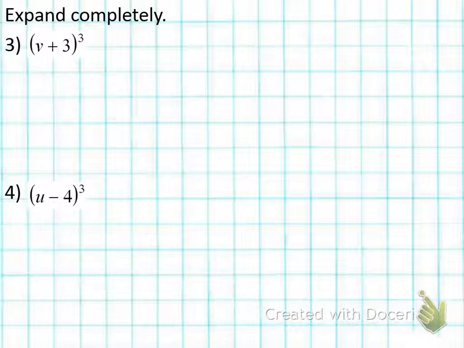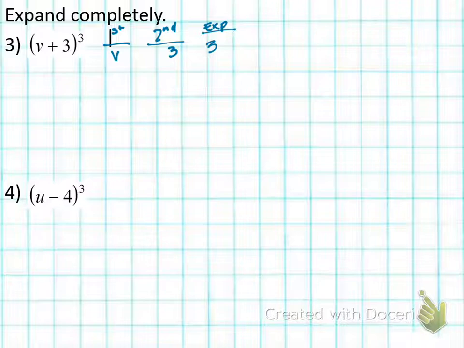What's our first term, everyone? V. Okay, so first term is v. Second term is what? 3. And then the exponent? 3. Okay, so we're going to go to the third level of Pascal's. What are my coefficients on the third level? Okay, good. 1, 3, 3, 1. So we're going to write down 1, leave a little space, 3, 3, and 1. Okay?